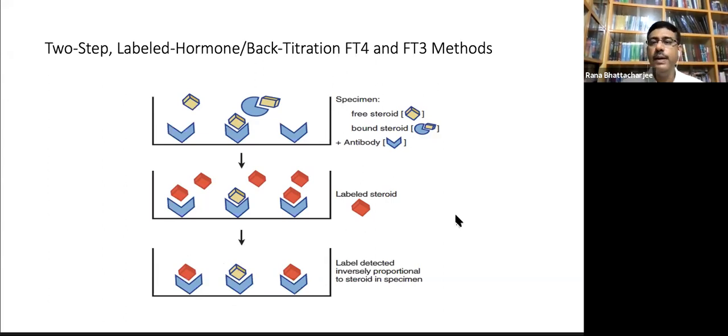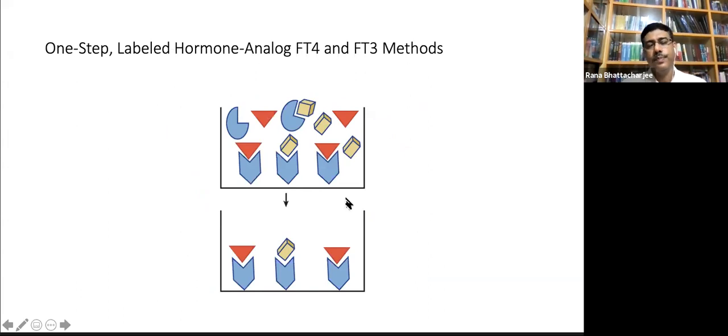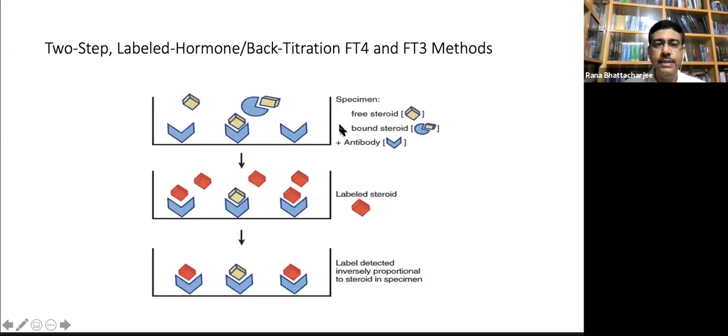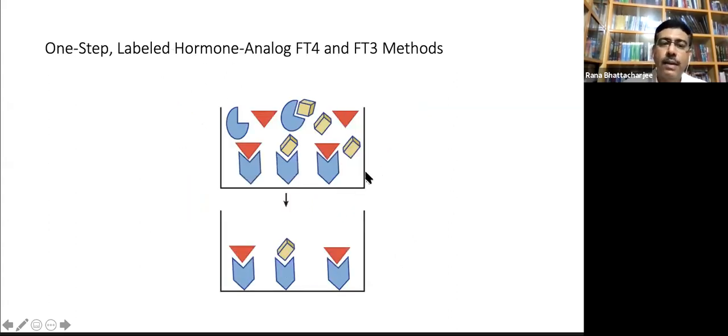But what is more commonly used is a one-step method. Here you can see that in the two-step method, after the first step, washing is used, and then it is back titrated with the labeled steroid. But here, simultaneously, both the tagged analog and the patient's analyte are added to the system, and then it is washed. So the washing step is single, unlike the two-step wash in the previous method. This is most commonly used in various clinical assay laboratories, including our assay system. Here also the principle is the same, and the amount of analyte is inversely proportional to the signal generated.